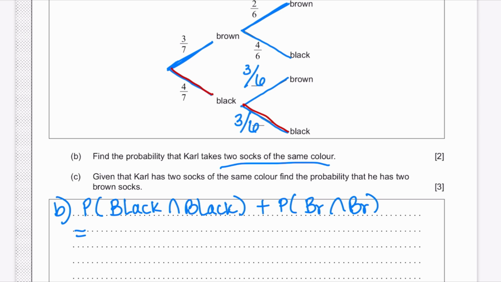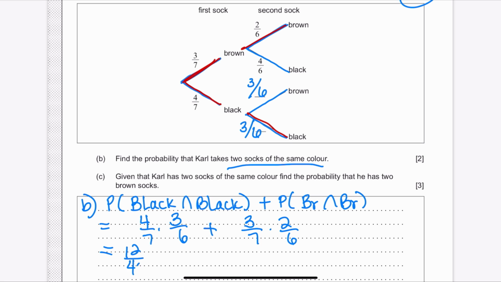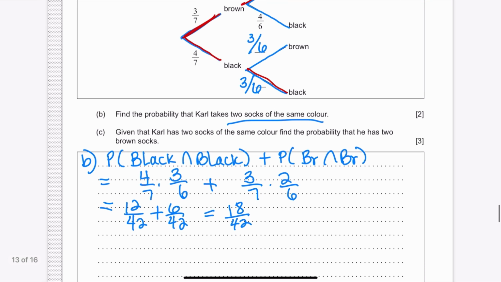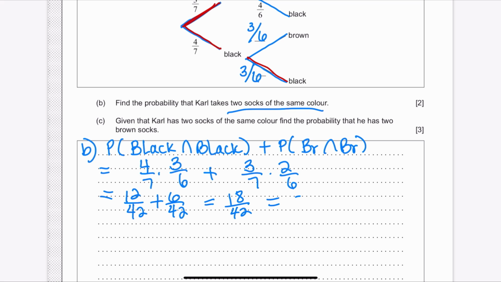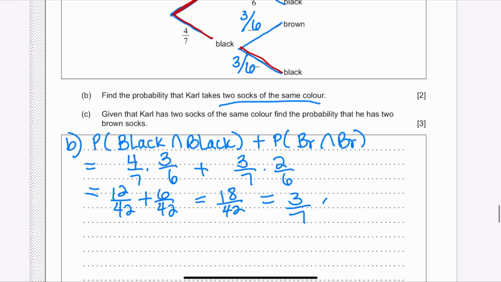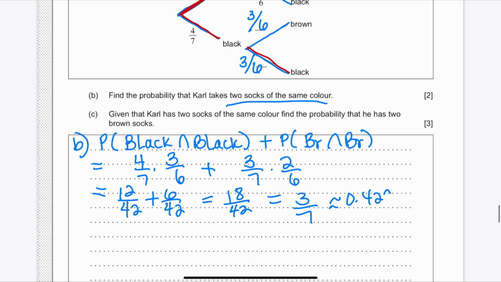So black and then black again is 4/7 times 3/6 plus, then the probability that you get brown is 3/7 and brown again 2/6. So plus 3/7 times 2/6. So this is 12/42 plus 6/42, which is 18/42. And you can leave the answer like that. You will still get full credit. Or you can reduce this to 3/7. You can even divide, and this is about 0.429. Any of those answers are going to be acceptable for your 2 marks.